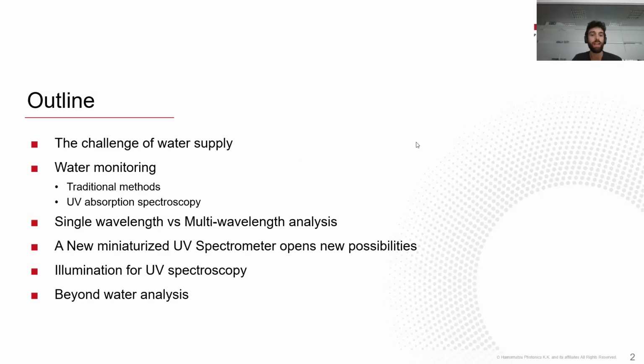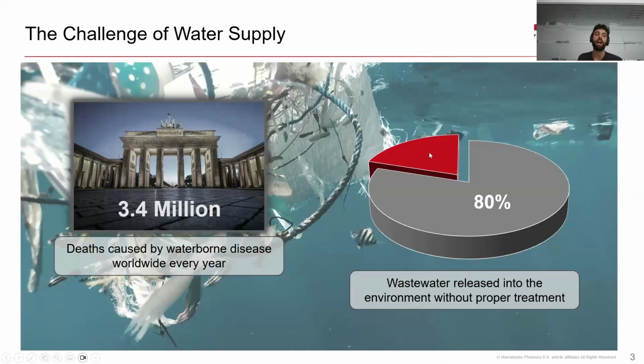But let's start right away with the introduction of the challenge of water supply worldwide. It is estimated that 3.4 million people die every year because of waterborne disease. And just to give you an idea, this is the size of a city like Berlin. On the other hand, more than 80% of the wastewater processed by factories or similar entities is released back into streams without any proper treatment.